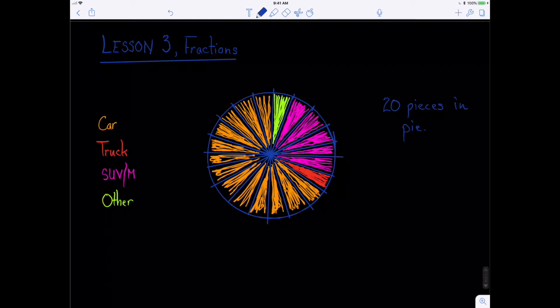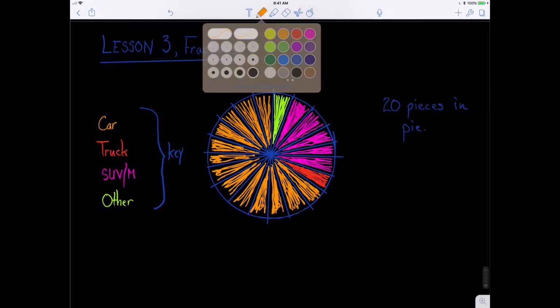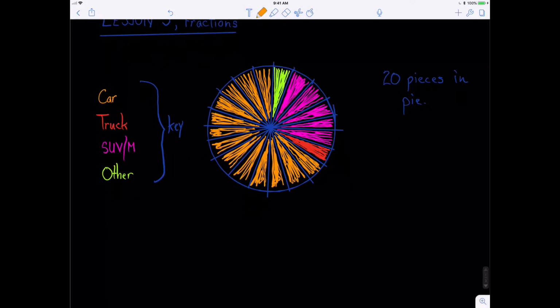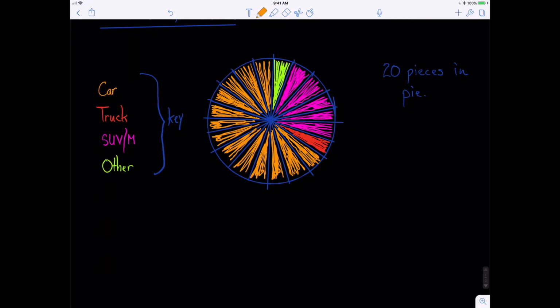The orange we said was car, and we have that in our key, which is over here. This is our key. We have red for truck, pink for SUV and minivan, and the green for other. Now, what we want to do is we're going to use a numerical way to represent the pieces of the pie. Now, I'm going to color code these so we can see this.